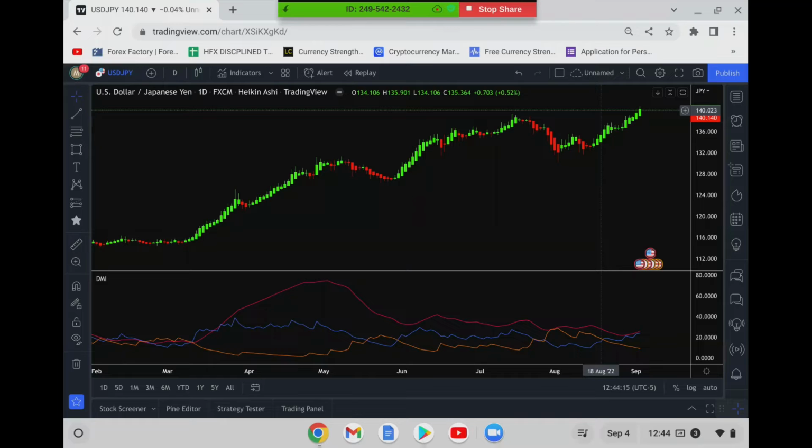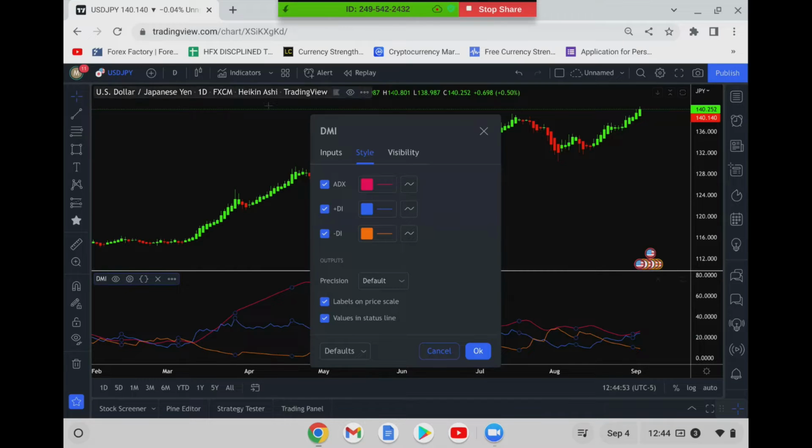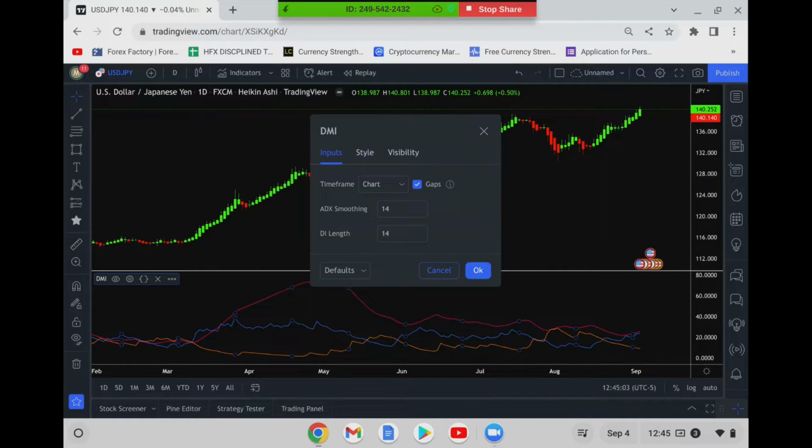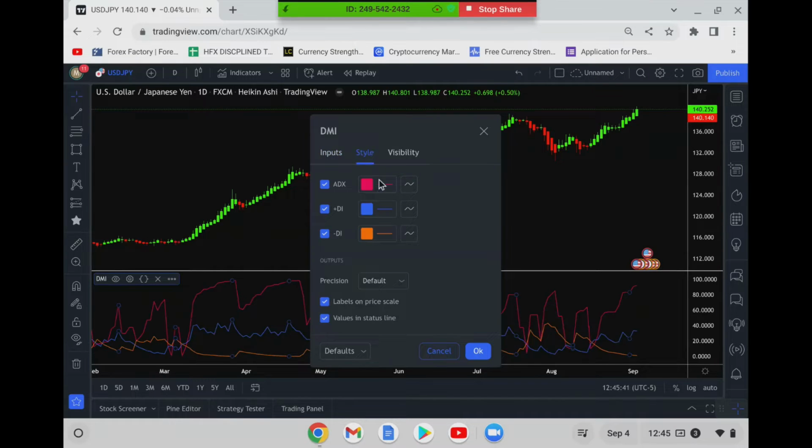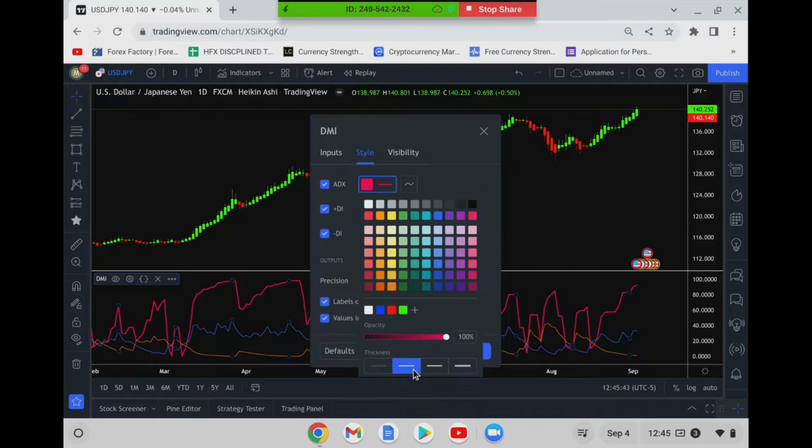Now, I know in the last class, we went over the parabolic SAR, and that is an indicator that doesn't really need to be adjusted when it comes to the inputs. However, with the DMI, there are a couple of inputs that I personally use. So that is what I'm going to show you today. Now that we have the DMI here on our screen, I'm just going to scroll over here to the settings tab, go to inputs, and I'm going to change the ADX smoothing to 1 and the DI length to 5. Now, when it comes to the style, for the ADX, I'm just going to leave it pink and thicken the line.